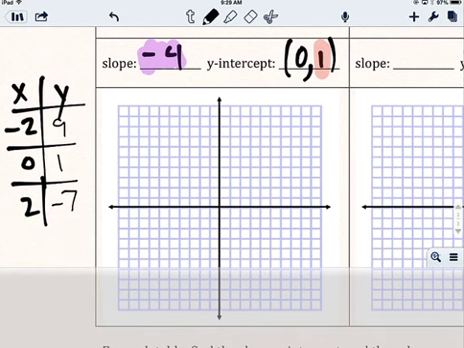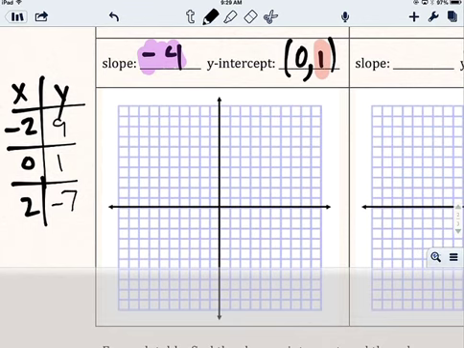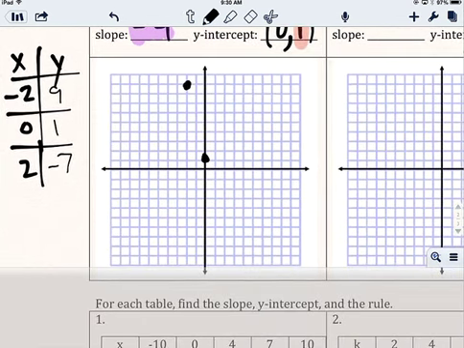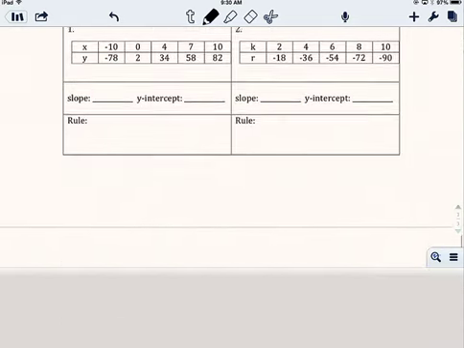And there we go. So I'll have 3 points to work with then. -2, 9 is right there. 0, 1 right there. And 2, -7 is 2 to the right, and then 7 straight down. So there we go. Let's finish out this column here.